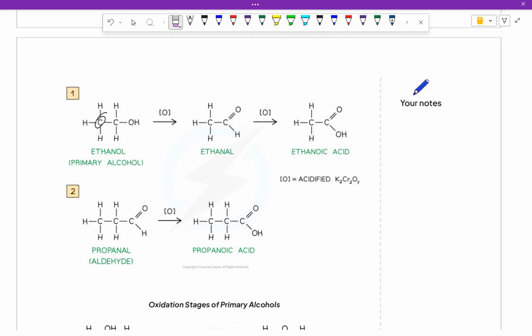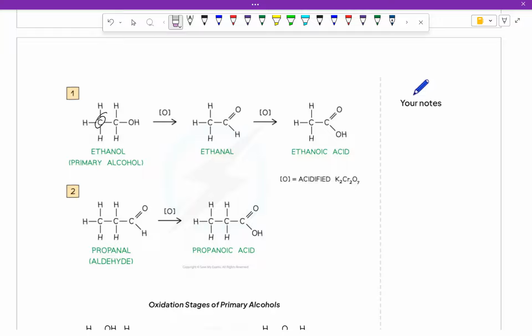Oxidize, as in we are taking out hydrogen. It will take out one of the hydrogens. Then it will be like, hey, wait a second, I still need one more. So in this case we can see it will get a further oxidization and it will result in ethanoic acid.